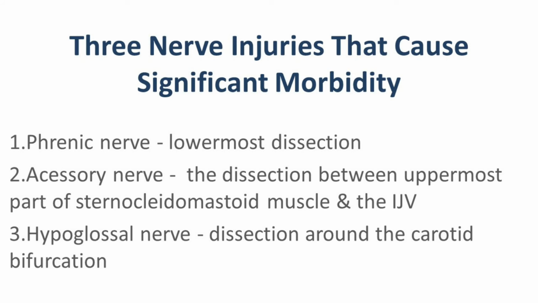During comprehensive nodal dissection, we always encounter 3 nerves. Damage to any of these three nerves can lead to significant morbidity. These three nerves are the phrenic nerve, which we encounter during the lowermost part of the dissection, the accessory nerve, which we encounter during the dissection between the uppermost part of the sternocleidomastoid muscle and the IJV, and the hypoglossal nerve, which we encounter during the dissection around the carotid bifurcation.